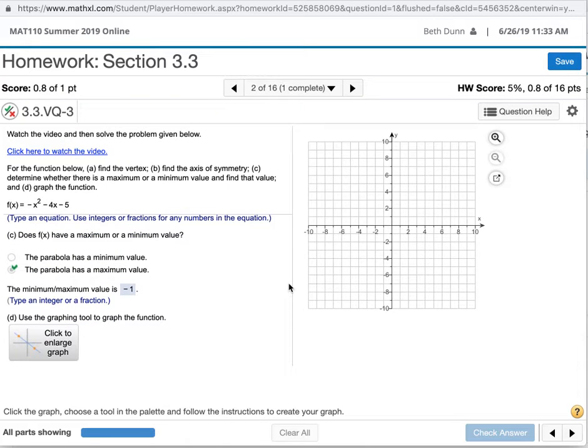Okay, I don't think that was what most students had problems with. I think most students had problems with this part where you had to actually graph the functions. Let me show you what I would do.